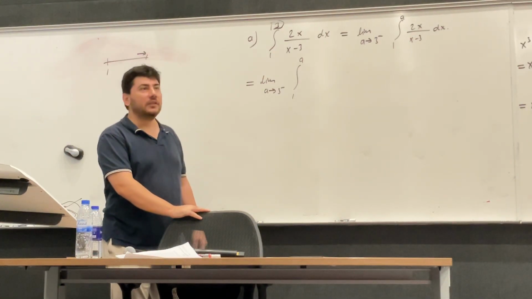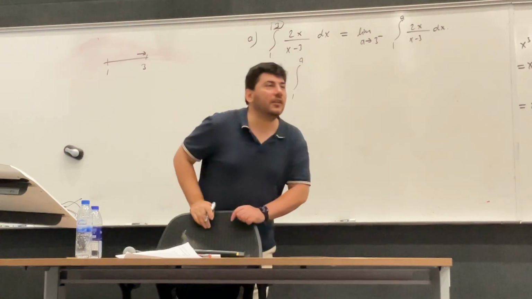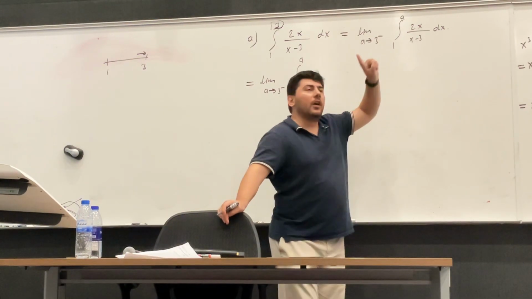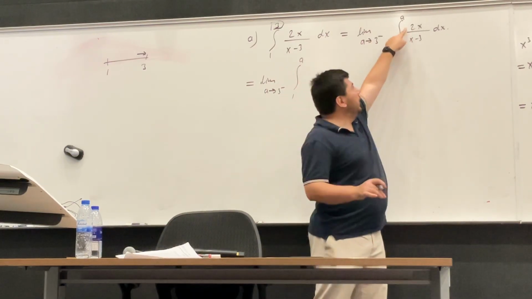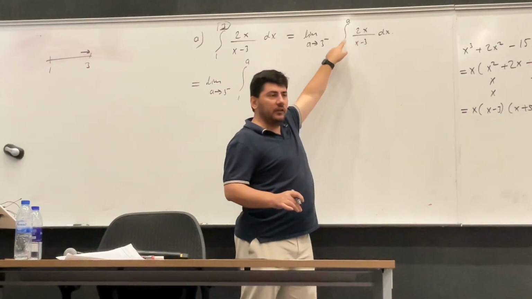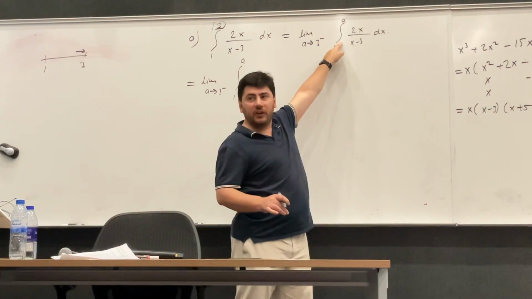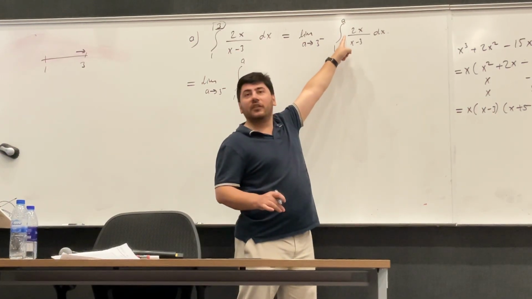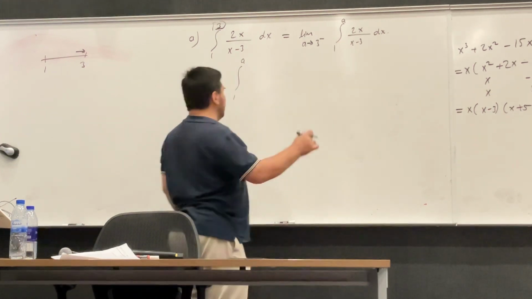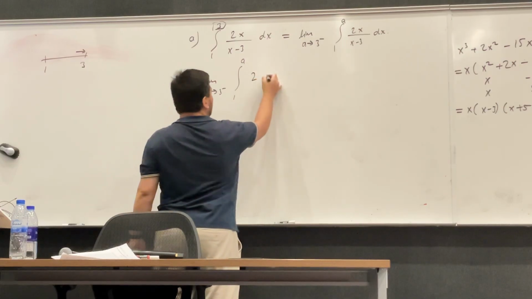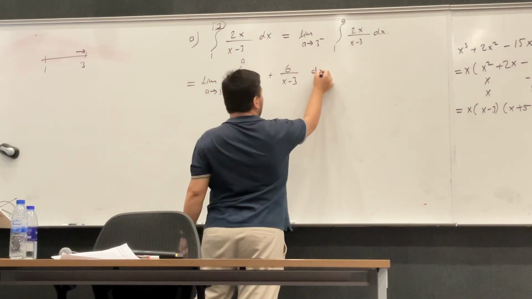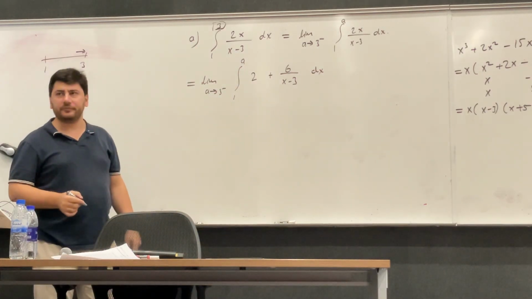Any ideas? Long division. But before you substitute, if the order of the numerator is not smaller than the order of the denominator, then you should do long division. Here, they are both of order 1, so you have to do the long division. This is going to be 2 plus 6 over x minus 3 dx. Am I right? Yes.